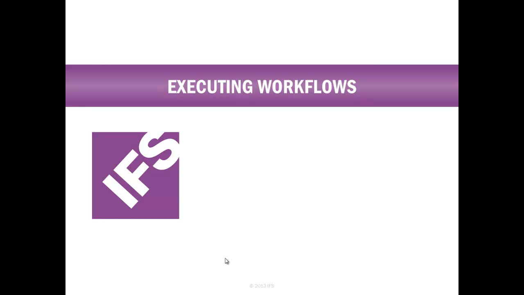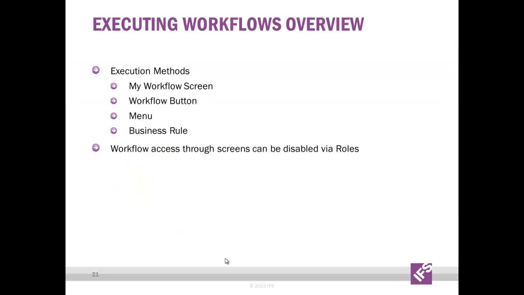So now I'm going to talk about how you can execute a workflow now that you've created one. We have 4 methods currently that you can execute the workflow. On the Files menu, there's a My Workflow screen, which will show you all of the active and visible workflows. You can add a workflow button to a screen, which will execute a workflow. You can execute a workflow through a menu option, or you can execute a workflow from a business rule. And workflows that are accessed through screens can be disabled via roles.